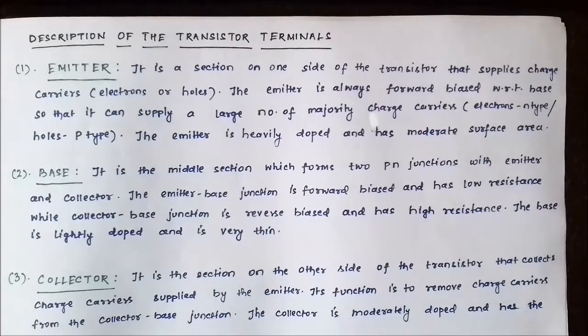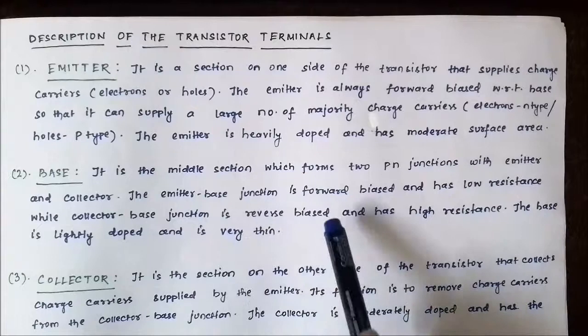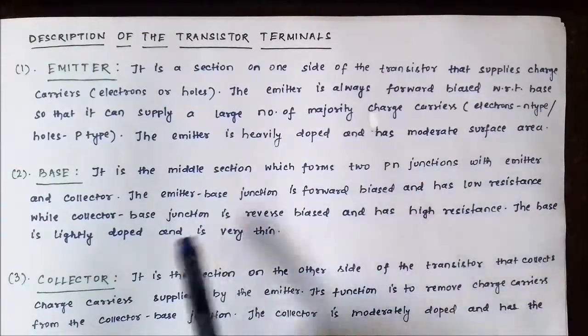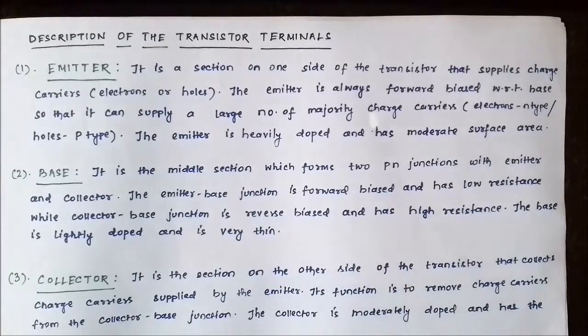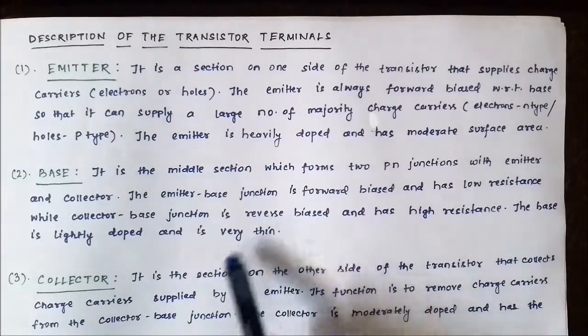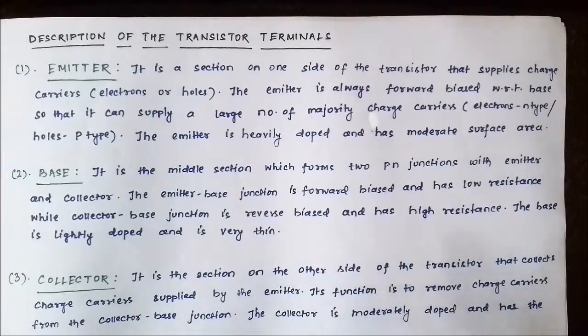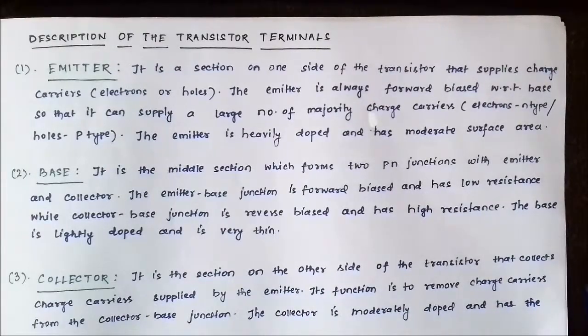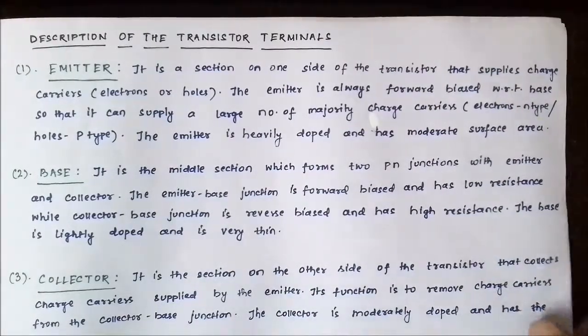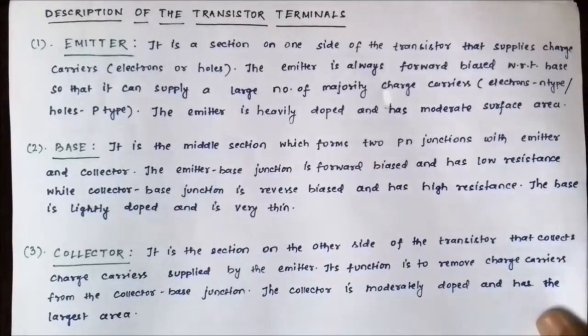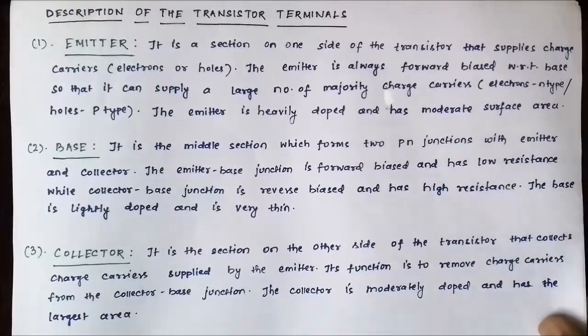So we have the emitter-base junction always forward biased and the collector-base junction always reverse biased. The base is lightly doped, meaning it is the least doped in the transistor. The doping level, or the impurity injection level, is minimum, and also the surface area of the base is minimum. It is less than that of the emitter and the collector. So this is the characteristic feature of the base section of the transistor.